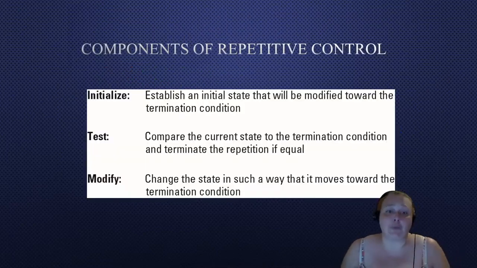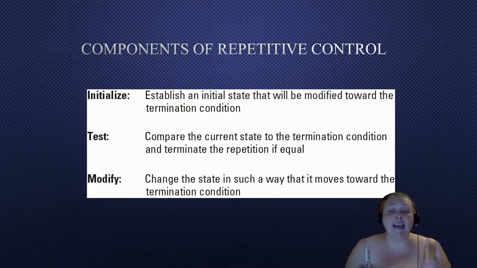The big three components when we're looking at iterative or repetitive control are: you need to initialize, you need to test, and then you need to modify. When you initialize, you're establishing a baseline. When you go into that iterative structure, it has to have a value in order to start. You have to give it some place to start. That starting position is what is going to be modified going forward.